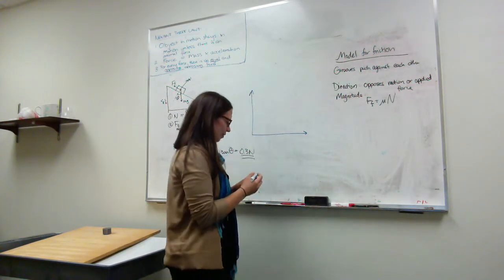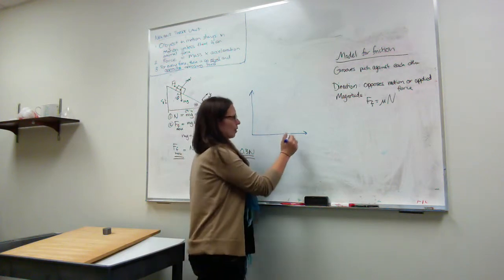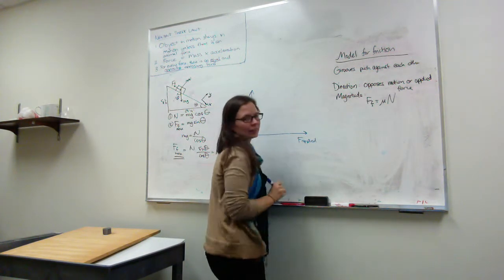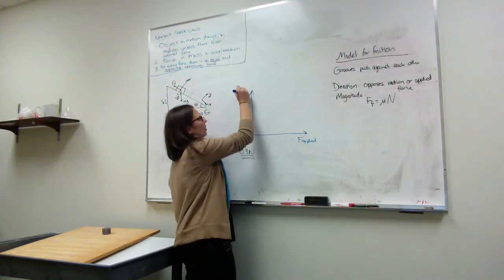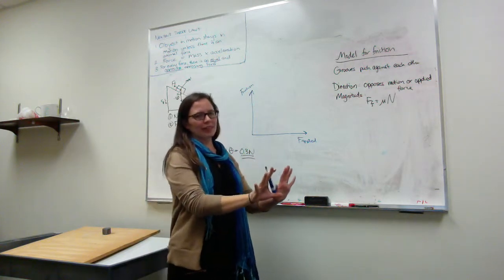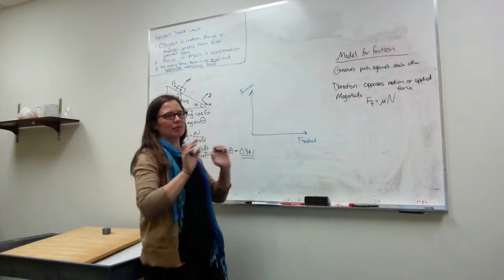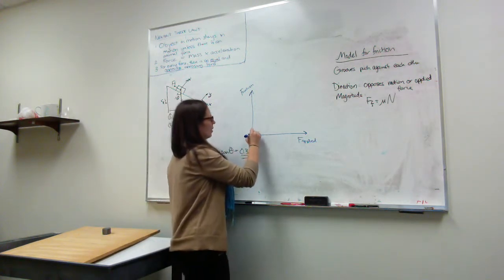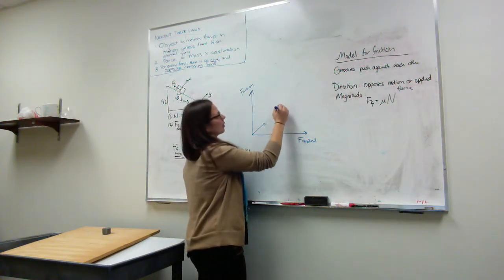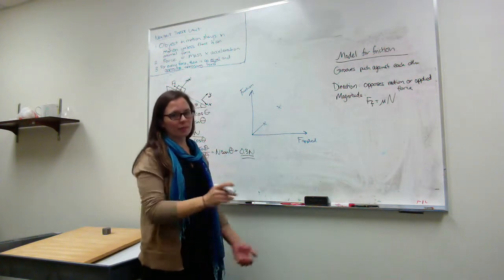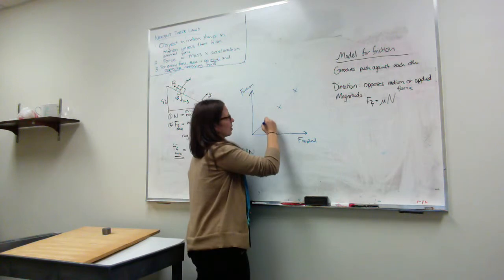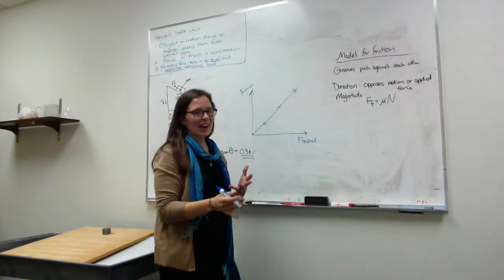And we can envision this with a graph where we have the applied force on the x-axis and the frictional force on the y-axis, right? So I push a little bit. Newton's third law says it pushes back on me with the same force. I push a little bit more, same force pointed back at me. I push even more, and I reach a maximum value. It starts to give way.